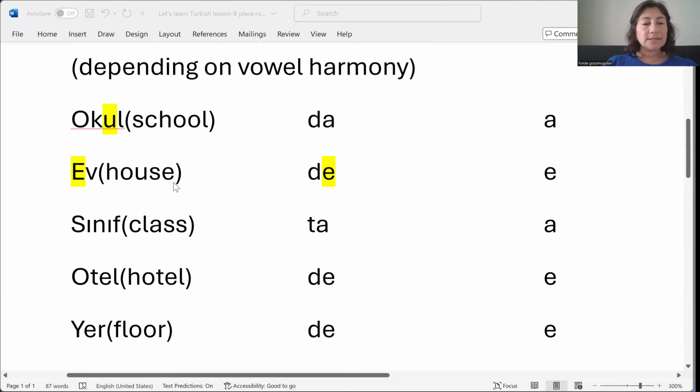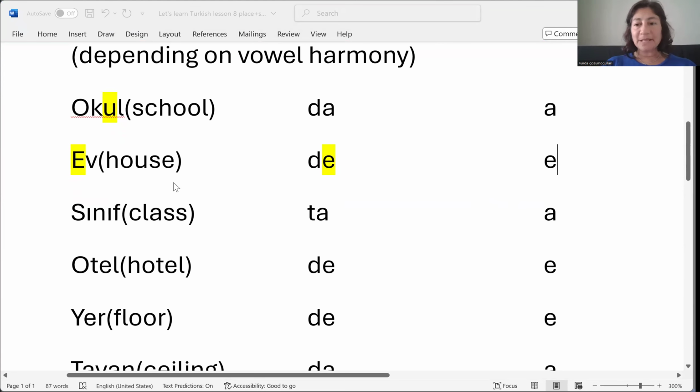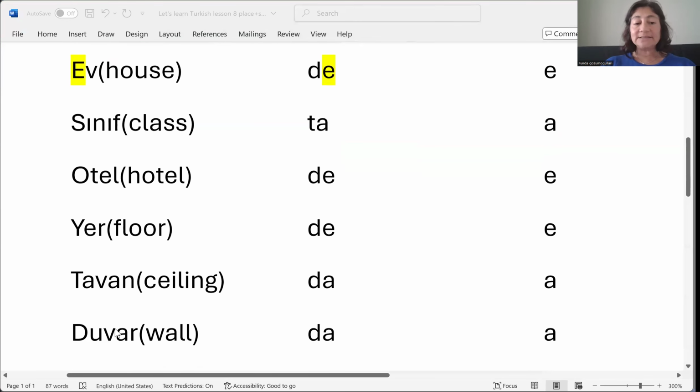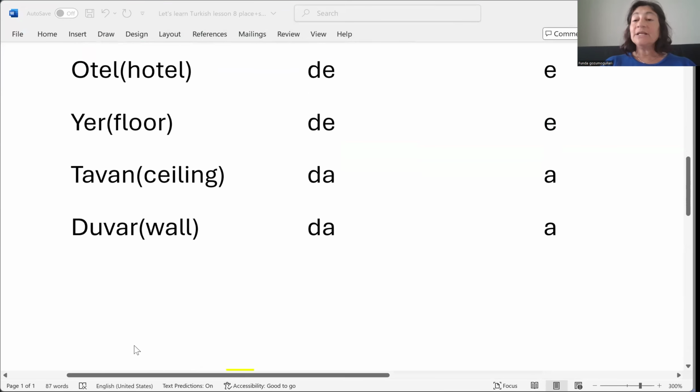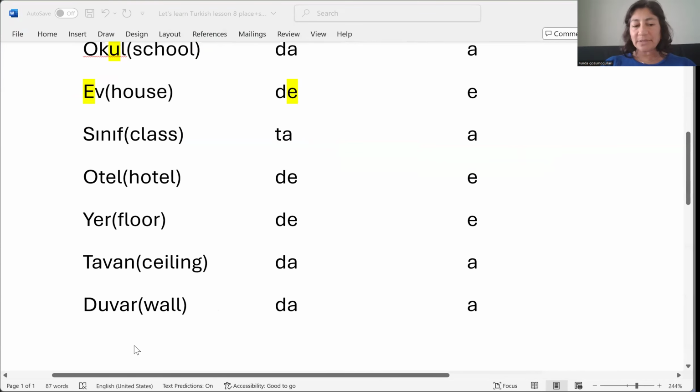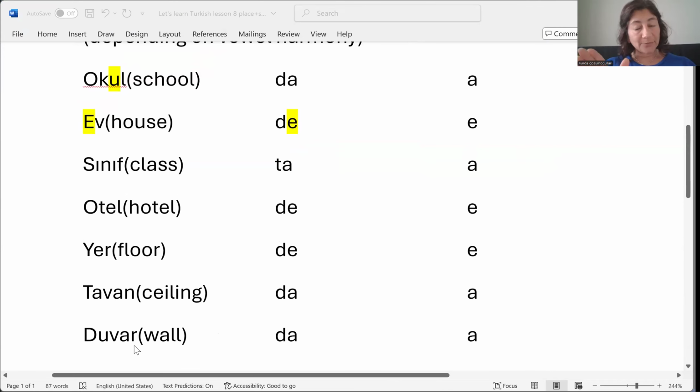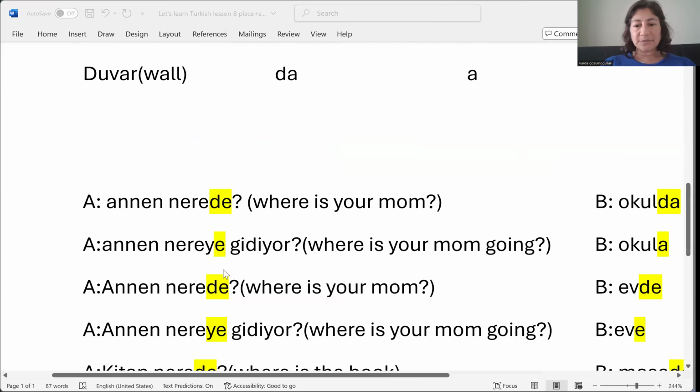Let's see some basic place names in Turkish. Okul, ev, sınıf, otel, yer, tavan, duvar. These are the basic place names that I think will help you in our daily life speaking. Let's see some sample sentences.